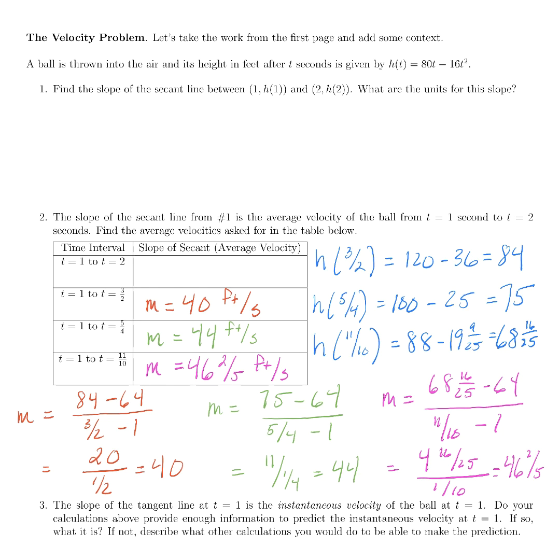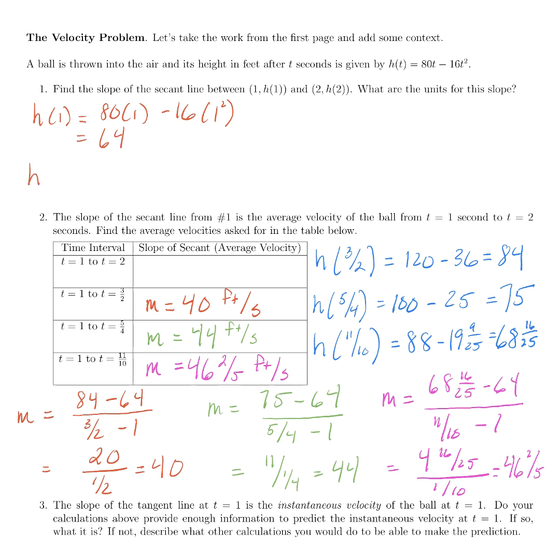And the first thing we're asked to do is find the slope of the secant line from 1, h of 1, to 2, h of 2, and to think about what the units are for this slope. Okay, so to do that, we need to do a little bit of calculation about this function. We need to know what h of 1 is. H of 1 is 80 times 1 minus 16 times 1 squared. And that is 80 minus 16, or 64.